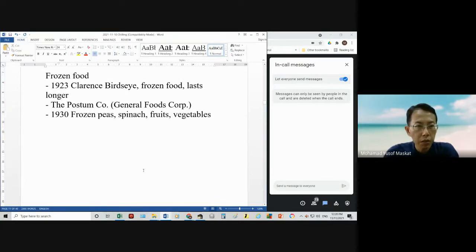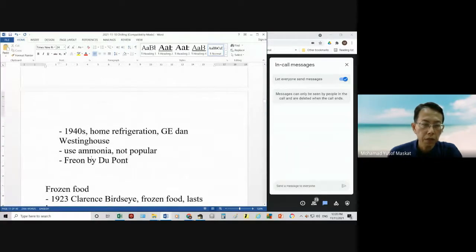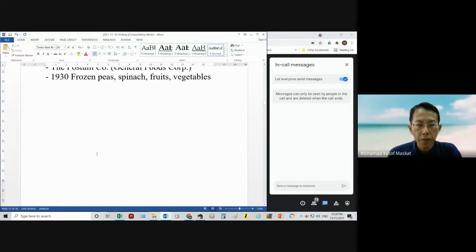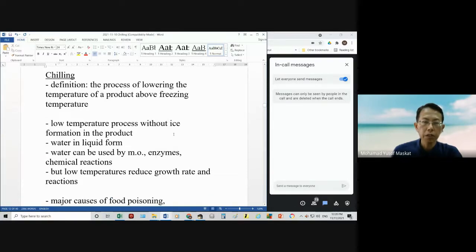A little bit also about frozen foods. In 1923, Clarence Birdseye produces among the first frozen food products, the Postum Company. So frozen peas, spinach, fruits, and also vegetables. So those are among the very brief history regarding refrigeration and also frozen foods. So let's go to our first method, that is chilling. What is chilling? The definition is the process of lowering the temperature of a product above freezing temperature.